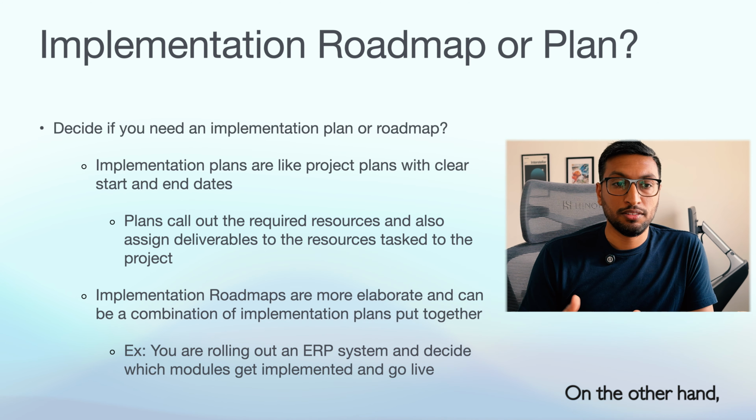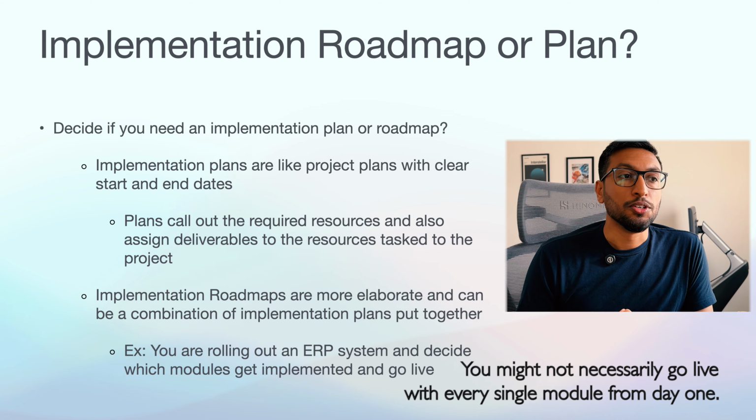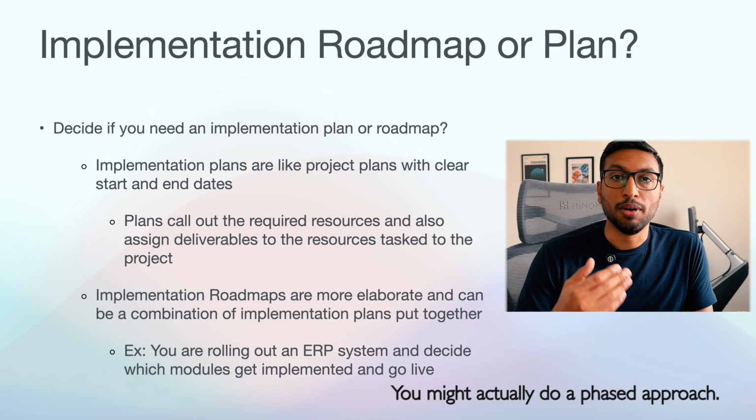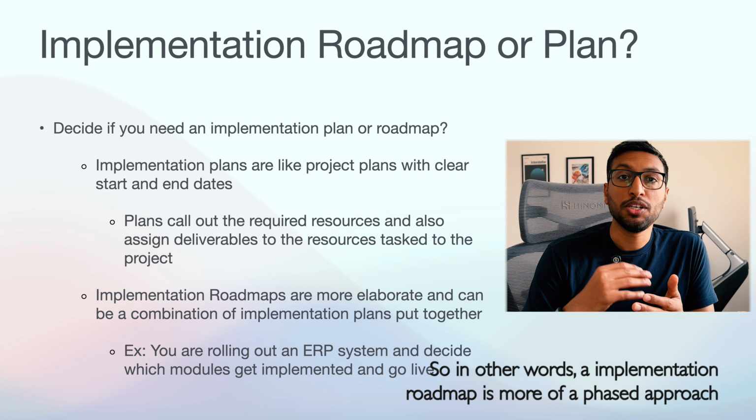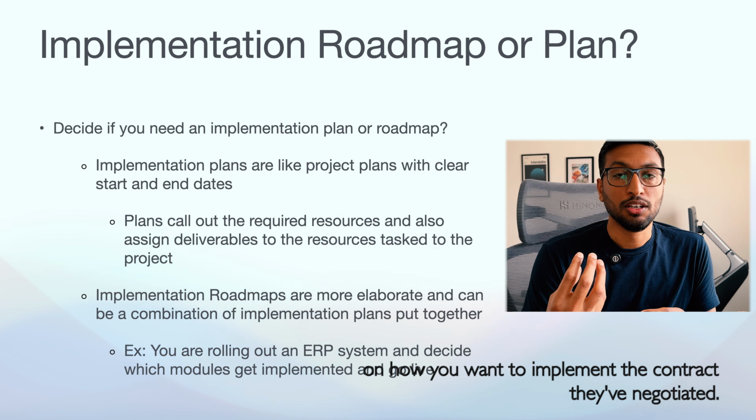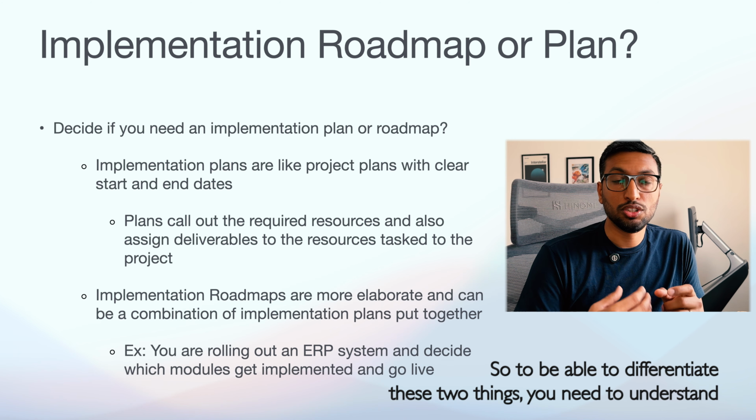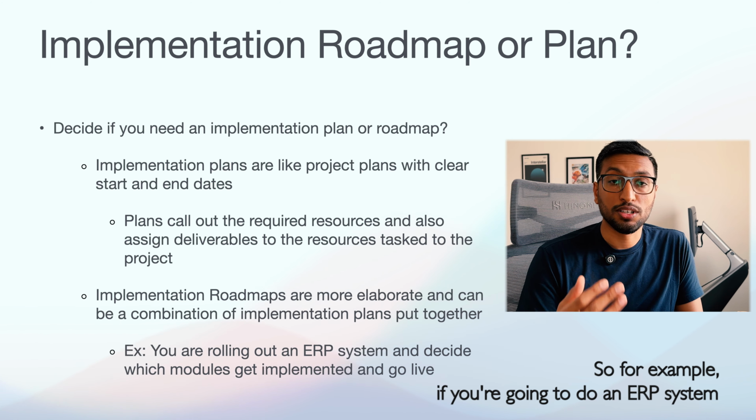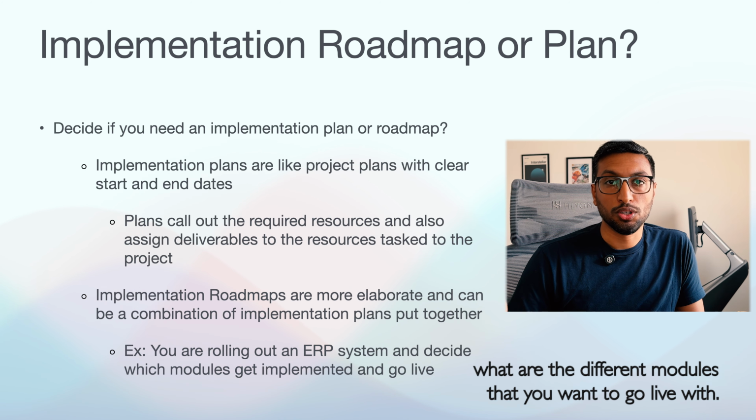On the other hand, think, for example, you're trying to do a software implementation like an ERP system. You might not necessarily go live with every single module from day one. You might actually do a phased approach. So in other words, an implementation roadmap is more of a phased approach on how you want to implement the contract you've negotiated. To differentiate these two things, you need to understand if there are any dependencies. For example, if you're going to do an ERP system implementation, you want to understand what are the different modules that you want to go live with.